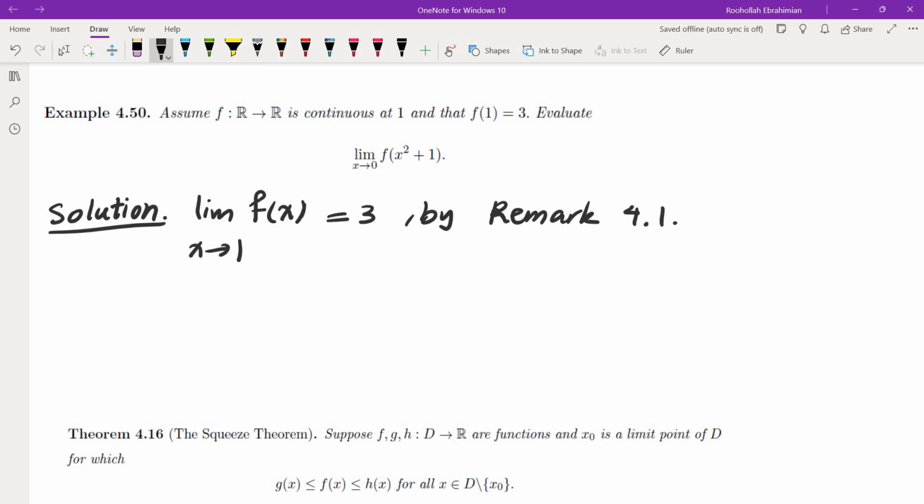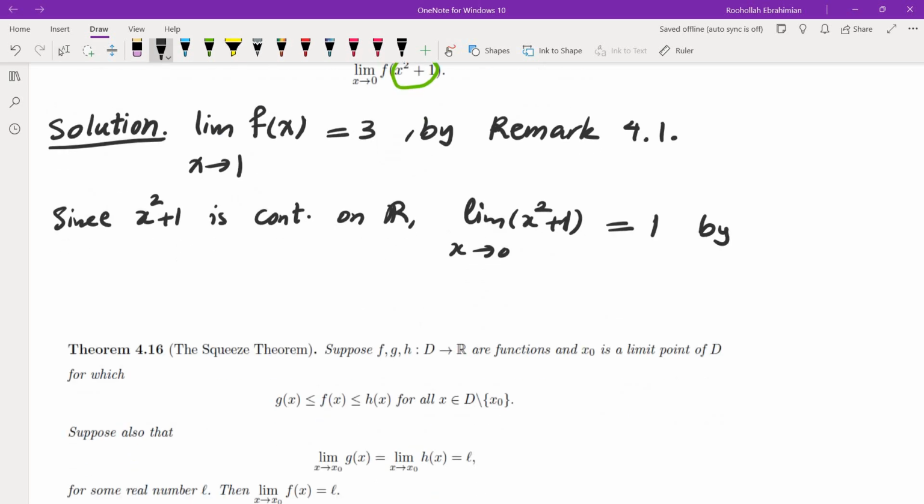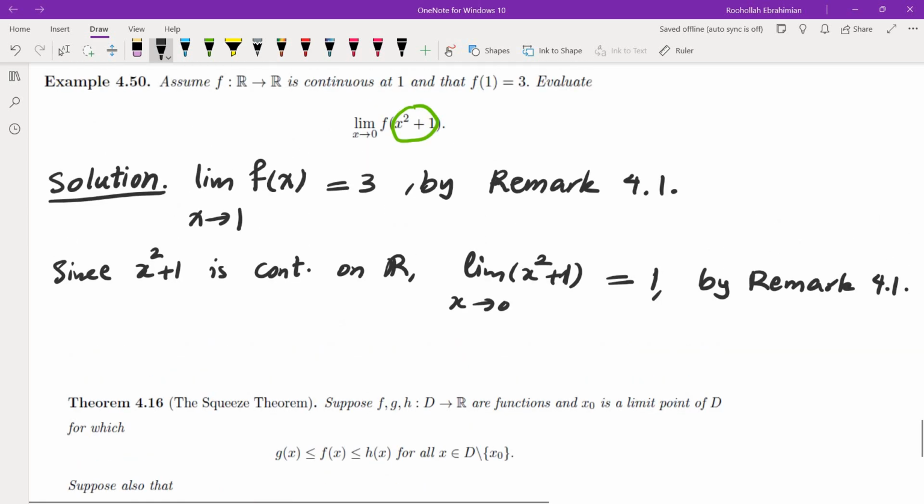Now if you look at the function x squared plus 1, x squared plus 1 is also a continuous function at 0, since x squared plus 1 is continuous on R. The limit of x squared plus 1 as x approaches 0 is equal to 1. I can just plug it in, by the same remark again, remark 4.1. Okay, now that I know the inside approaches 1, I can use the composition property.